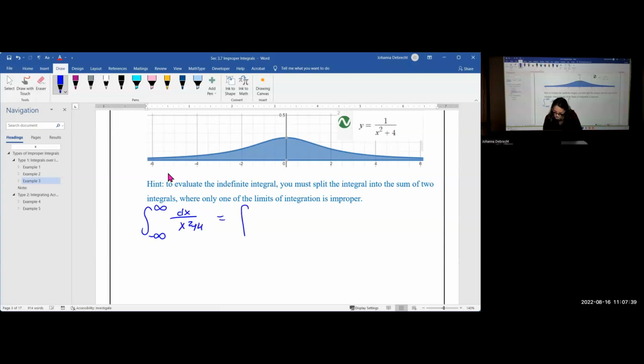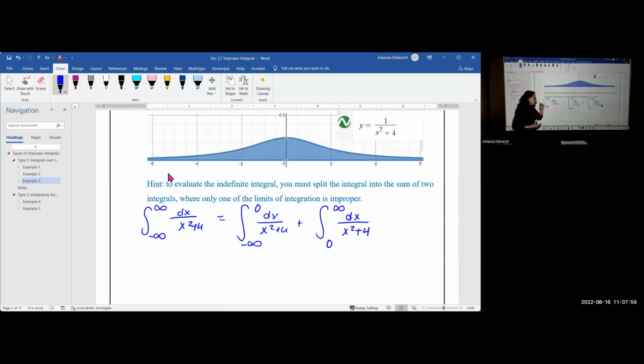And I'm going to split it into the integral from negative infinity to 0 of dx over x squared plus 4, plus the integral from 0 to infinity. I can only have one limit of integration be improper at a time because I can only evaluate one limit at a time. So I have to have a constant as one of the limits of integration. And the way to do that is just split it at some number between the lower and upper limits of integration.